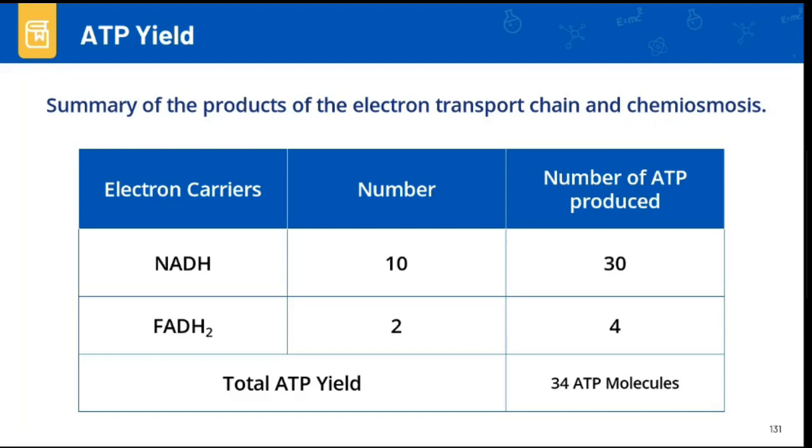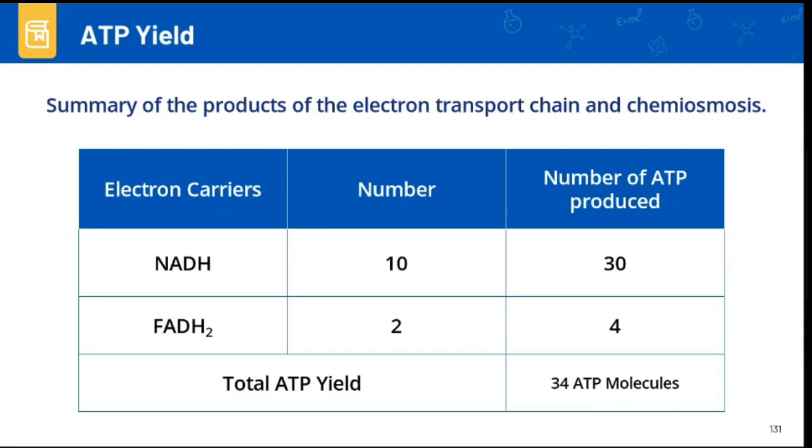The electrons released from NADH pass through complex 1, 3, and 4. So as the electrons pass through each complex, one hydrogen ion is pumped to the intermembrane space. And therefore, one NADH molecule is equivalent to 3 hydrogen ions. Since each hydrogen ion enables the ATP synthase to produce ATP, it should be noted that for every molecule of your NADH, there are 3 ATP molecules produced.